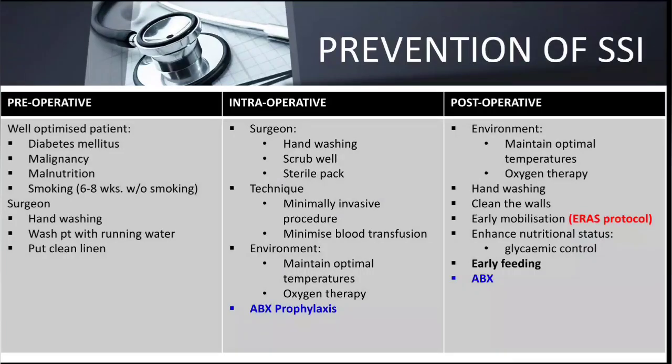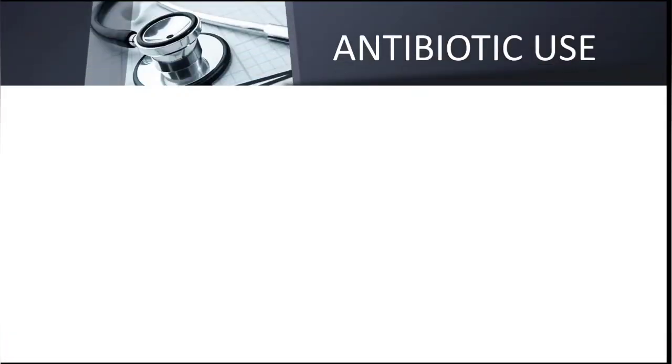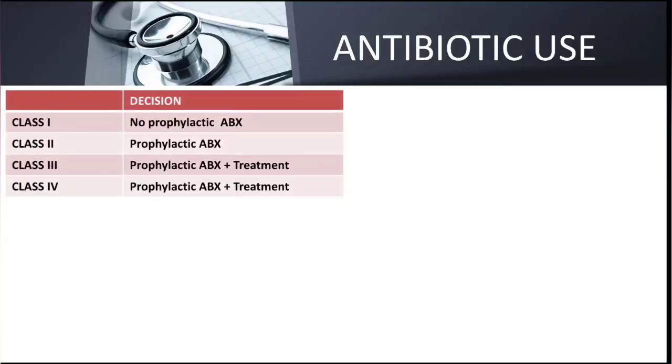So, still on post-operative, we have the antibiotics, right? So let's talk about antibiotics a little bit more. Right. So for antibiotic use, firstly, we have a classification of our wounds into those four classes: clean, clean-contaminated, contaminated, and dirty infected. That's class 1 to 4.